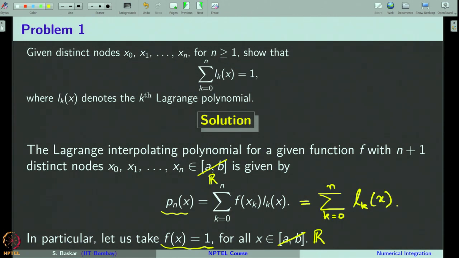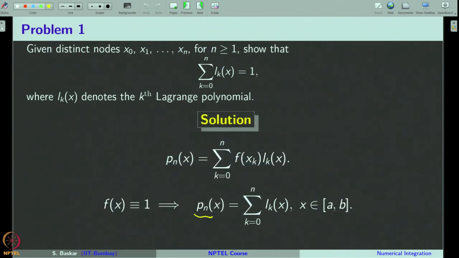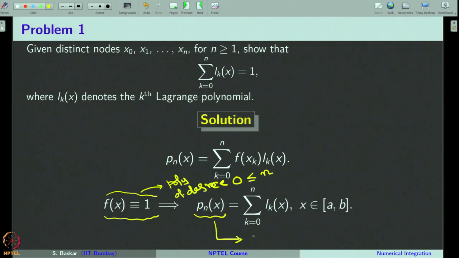Now, what happens to the left hand side? The left hand side is the polynomial interpolating the function f of x equal to 1. And what is this function f of x equal to 1? This is precisely the polynomial of degree 0, right? Which is a particular case of a polynomial of degree less than or equal to n. And what is this polynomial? It is a polynomial of degree less than or equal to n again, right? And it is interpolating the function f, which is again a polynomial of degree less than or equal to n.